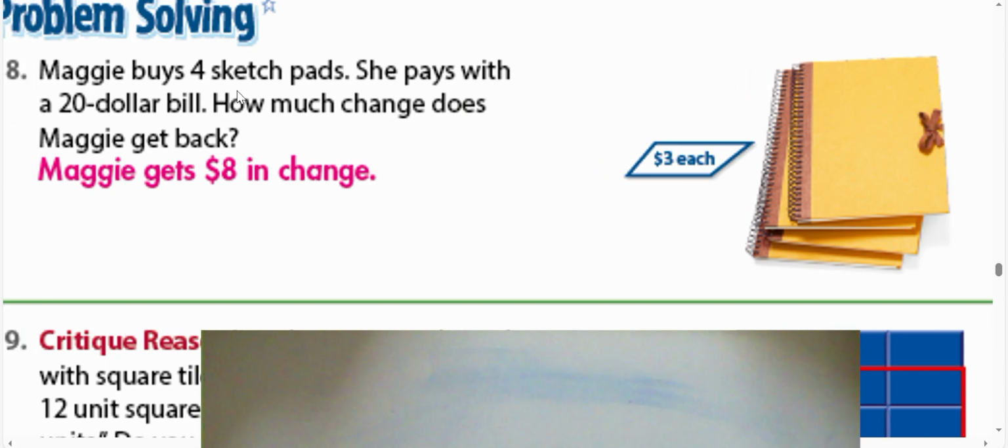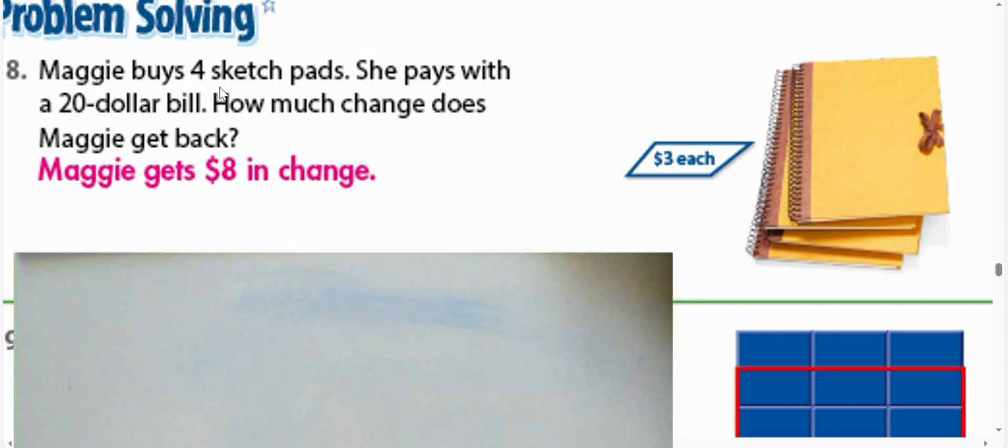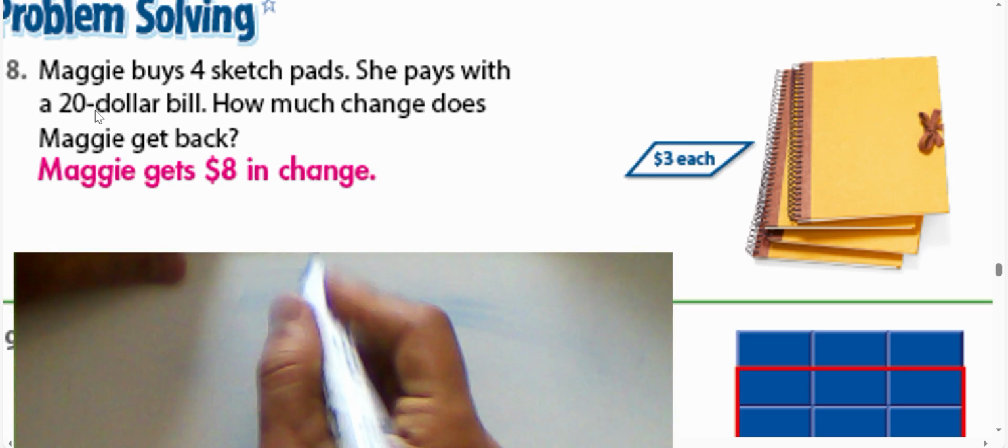Maggie pays for each bag like this. The price of each one equals $3. She pays with a $20 bill. How much change does Maggie get back? We can multiply because she buys 4 stickers. 4 times 3 equals 12. 20 minus 12 equals $8. Okay, because she has $20.